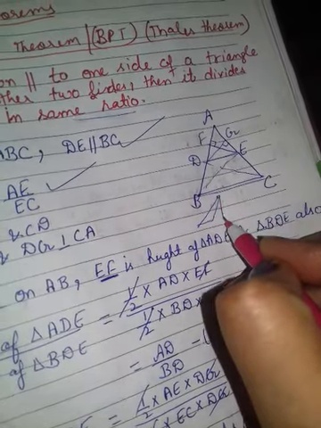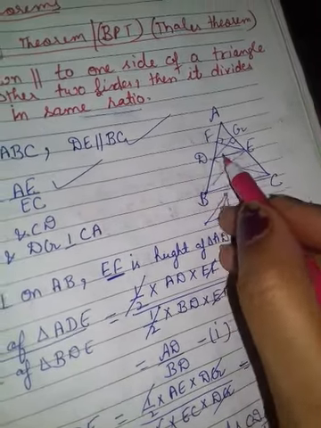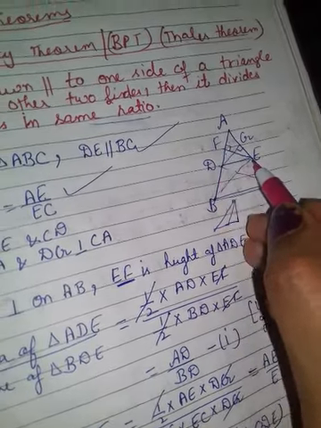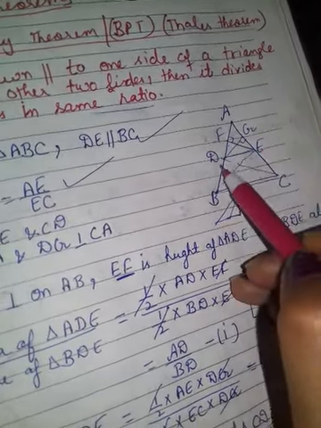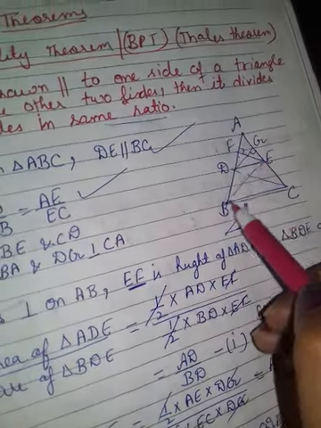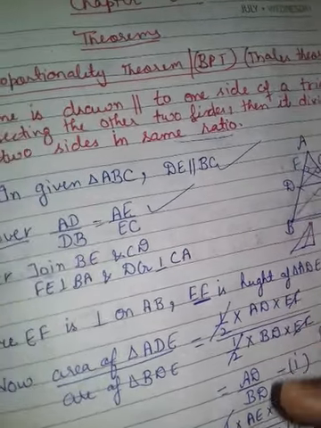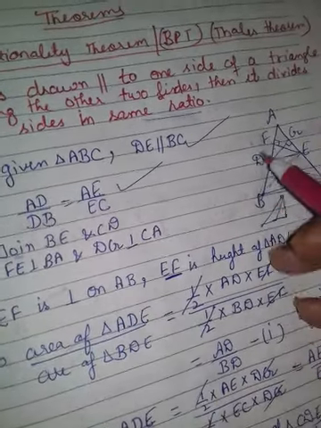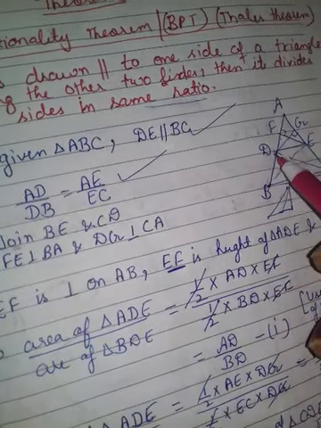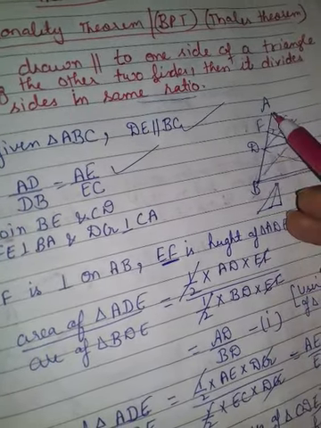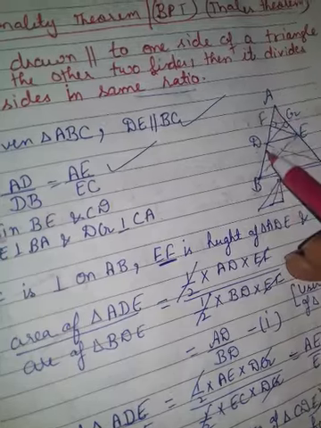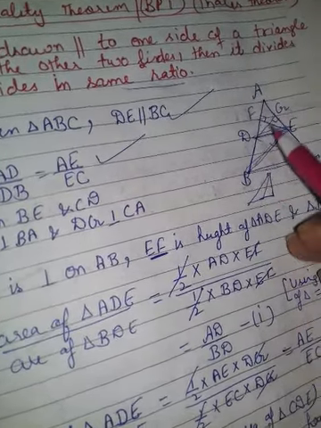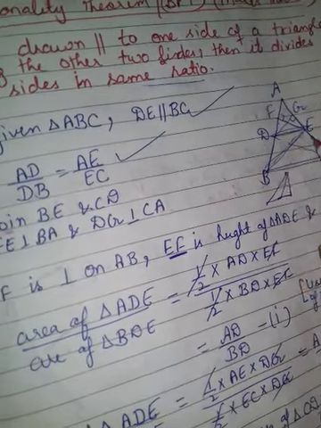Then what can you say? This is a height. Similarly, in this triangle we have drawn a height here. So EF is working as the height of both triangles ADE and BDE. Now we will take the ratio of the area of triangle ADE upon the area of triangle BDE.